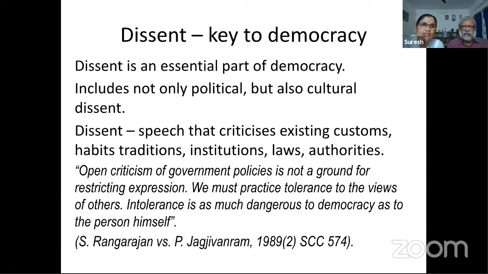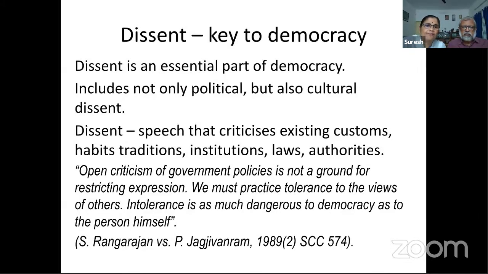And when we say dissent, it doesn't just mean political dissent, but it also means cultural dissent. Dissent is speech that criticizes existing customs, habits, traditions, institutions, laws, and authorities. It is only when there is a citizenry which questions the existing customs, traditions, institutions and the authorities that there can be advancement in our country, where we will further the values that we have explained in the earlier slide.